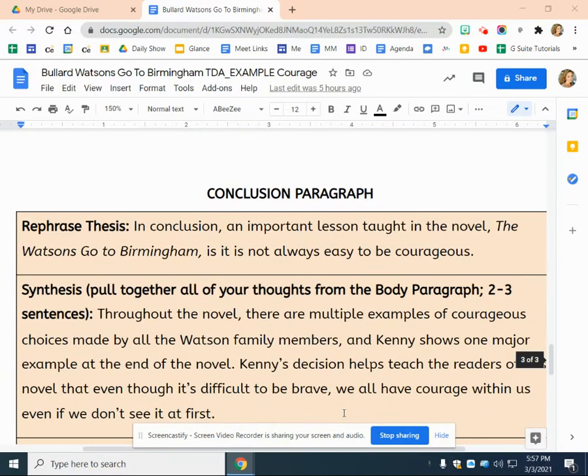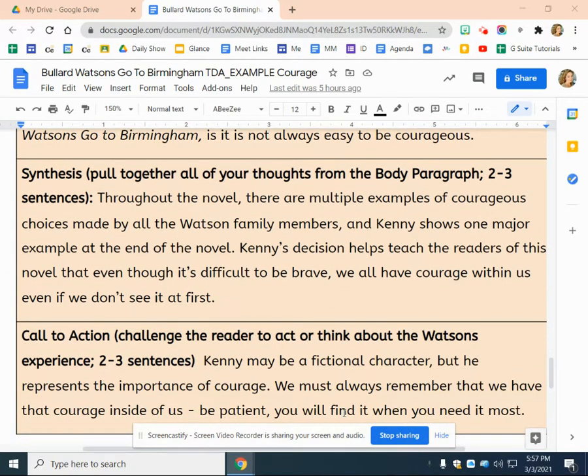Then I go back to my conclusion and I basically summarize what I thought, okay? Or if I have new thinking about all of my body paragraph sentences, that would be even better, because that's what synthesis really means, is to come up with even a new idea based on what you've already written.